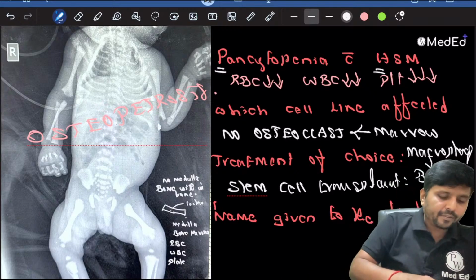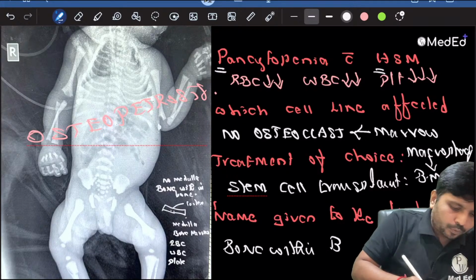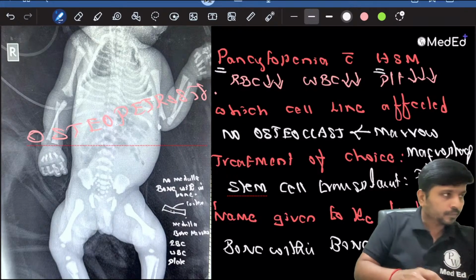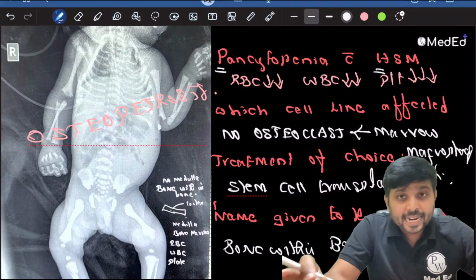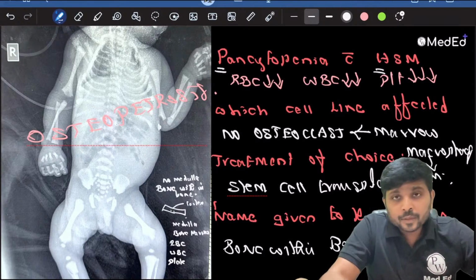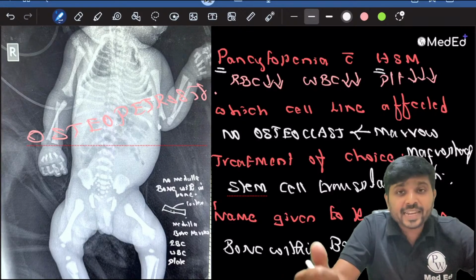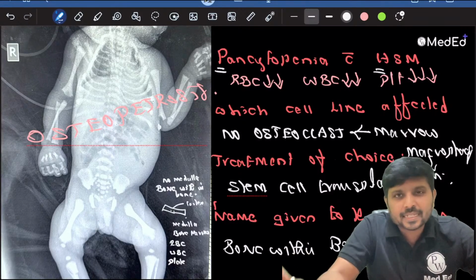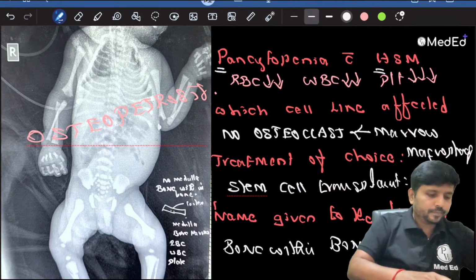So what is the name given to it? Bone within bone. So clue, any child with anemia, hepatosplenomegaly, and if X-ray bone picture skeletal survey is given, it is a case of osteopetrosis unless otherwise proved.